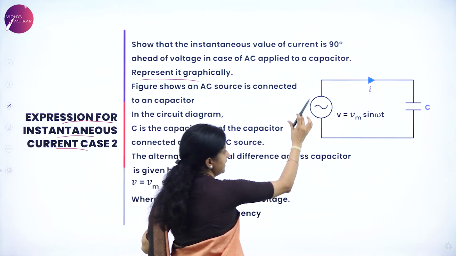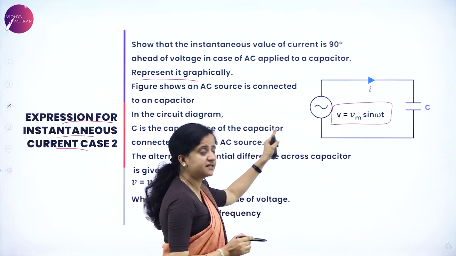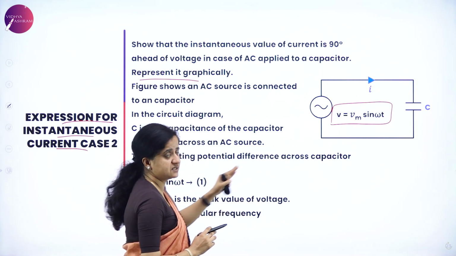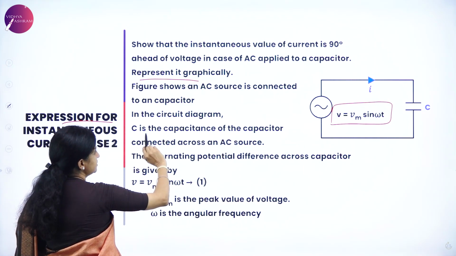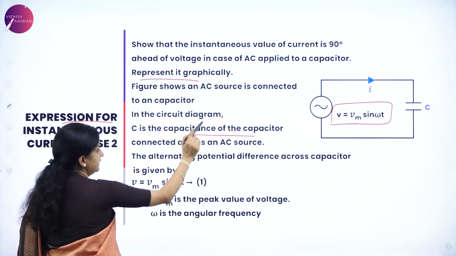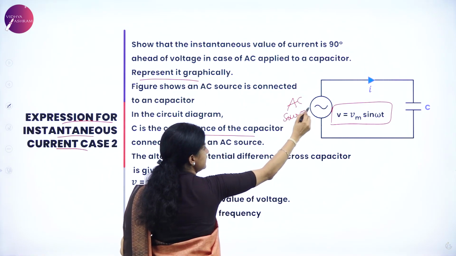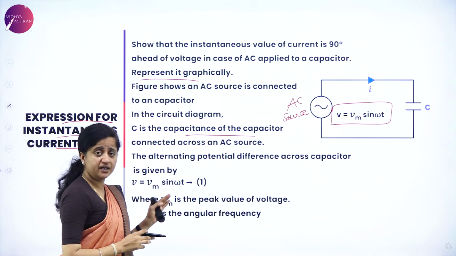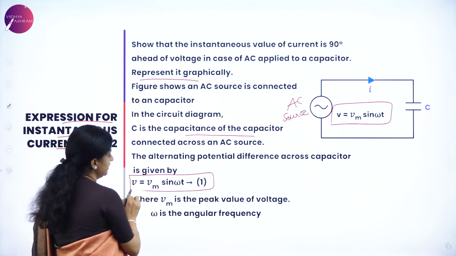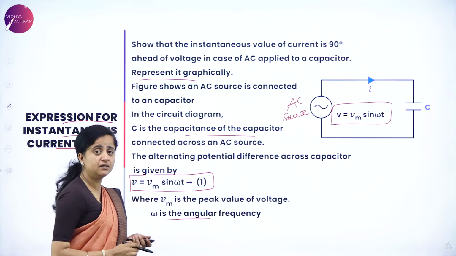So here I have considered an AC source which gives an instantaneous voltage, that is Vm sin omega t, when it is connected to a capacitor. This is a simple circuit where we have only a capacitor and an AC source. So the capacitor C is connected to an AC source. In the circuit diagram, C is the capacitance of the capacitor. As soon as the AC source is connected to the capacitor, there exists a potential difference given by V is equal to Vm sin omega t, where Vm is the peak value of voltage and omega is the angular frequency.